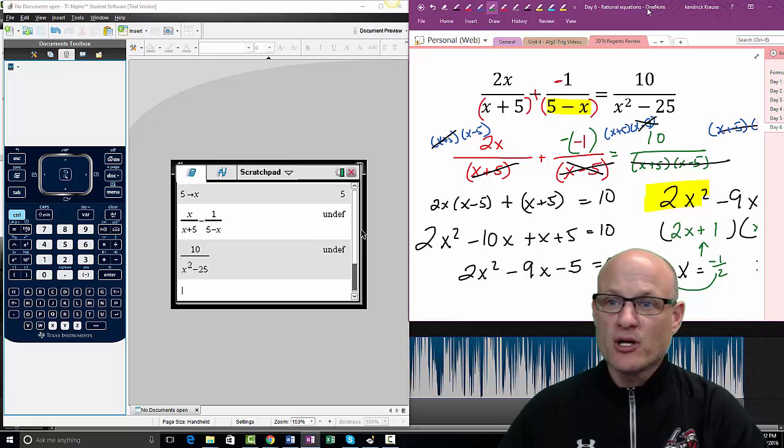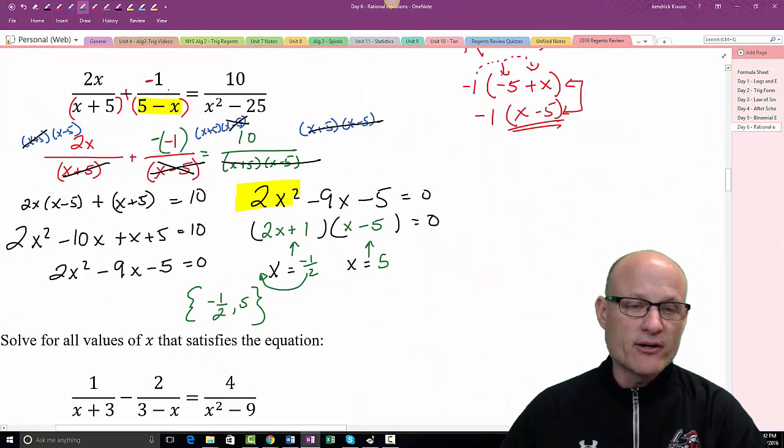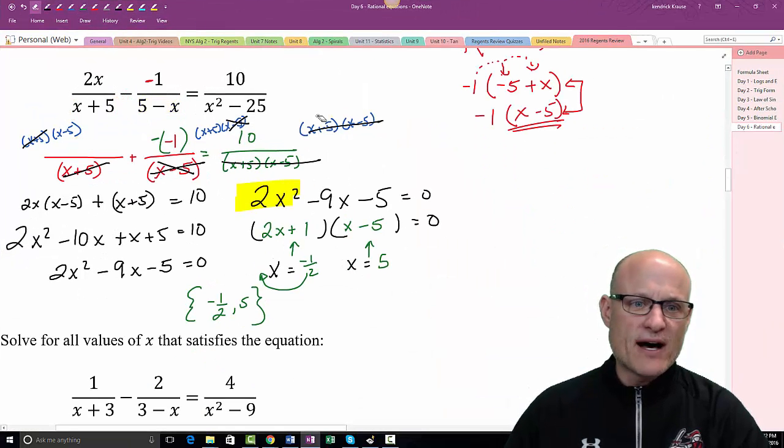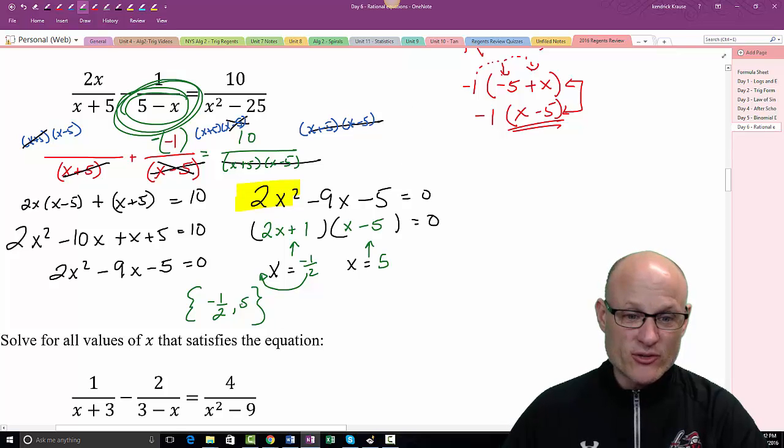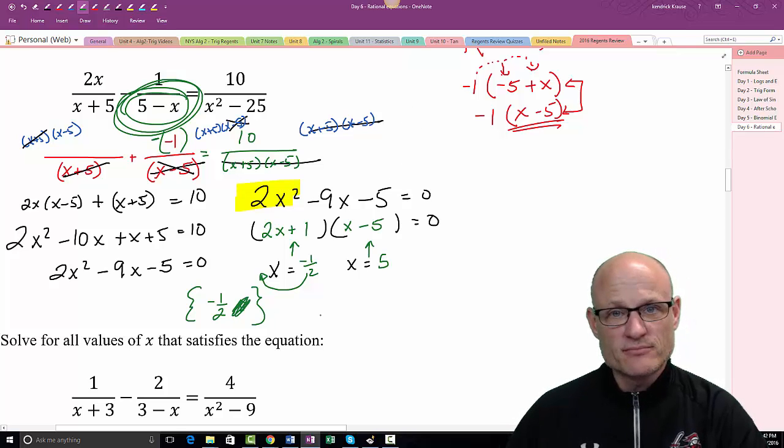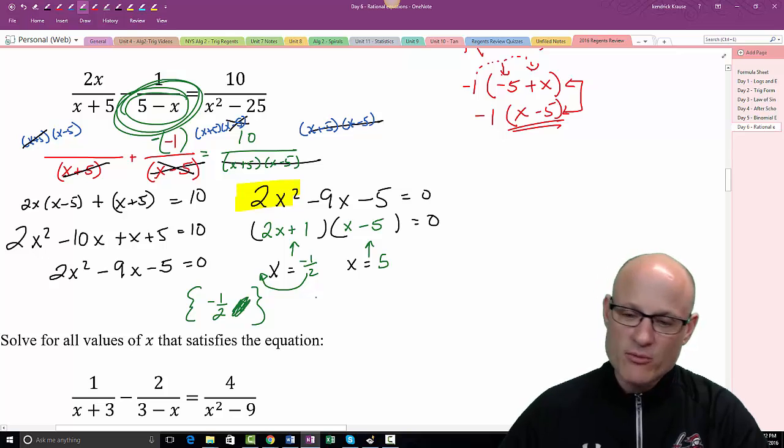It doesn't work. If you plug 5 into this denominator right here, if you plug a 5 into either one of these denominators, this right here gives you 0 in the denominator, and it crashes. The only answer to this question is negative 1/2. That's it. That's all there is to it. The other one's got to go.